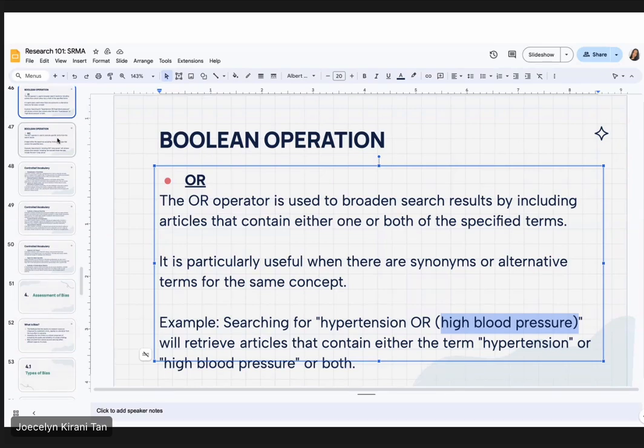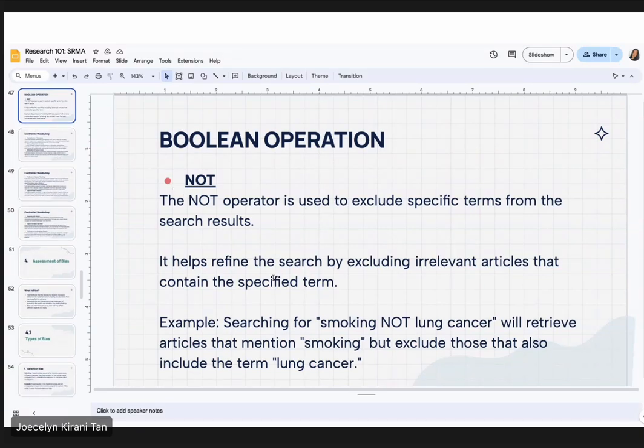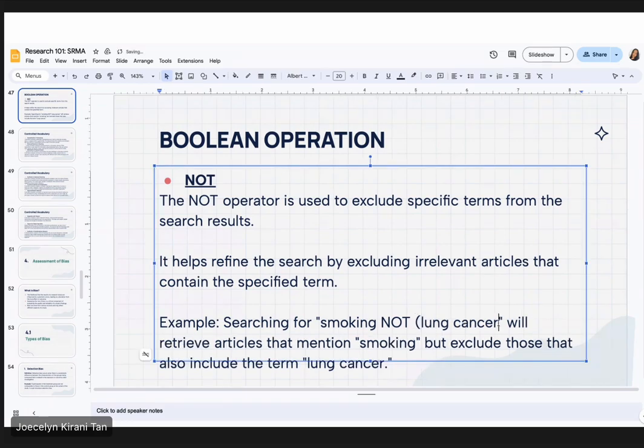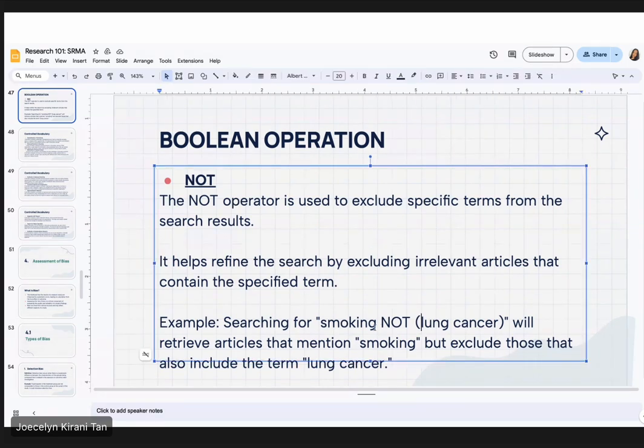Okay, and the last one, this is not as commonly used, but it's something nice to be aware of. So NOT means, again, you should put the bracket preferably so that the database would know that it's a singular term. So smoking NOT lung cancer. If your article has the word smoking in it, and it has the phrase lung cancer in it as well, then the article will not come up on your search. It will only come up if it has smoking. And if it has smoking and lung cancer, it will not come up. So that's what NOT does for you on your search.